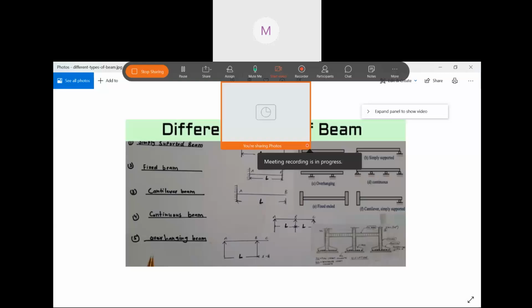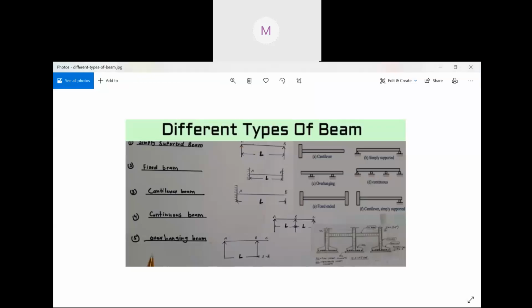Can you see the screen? Can you see the screen, students? No, sir. Okay, give me a minute. Now is it visible? Is it visible now?